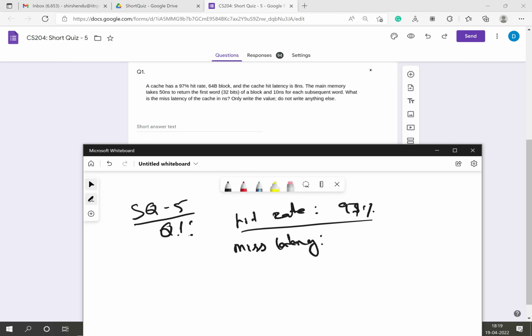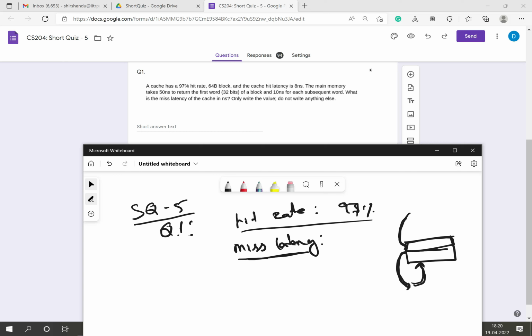So what is miss latency? Miss latency means, if a request comes to this cache, first it will search in the cache. After searching, if the block is not in the cache, then we need to go to main memory and fetch the block from main memory. So the question is to find only this latency: you first come here, and if there is a miss, you go to main memory and fetch the data. This is called miss latency.